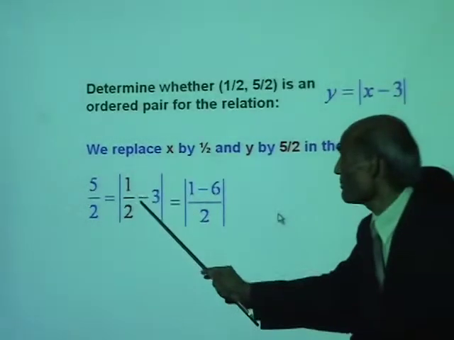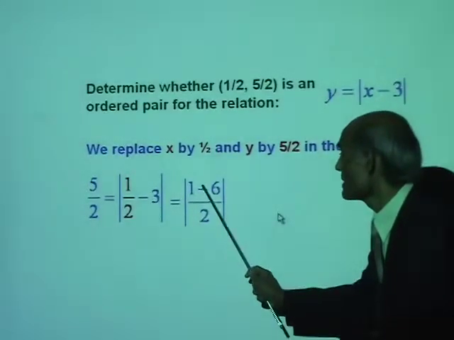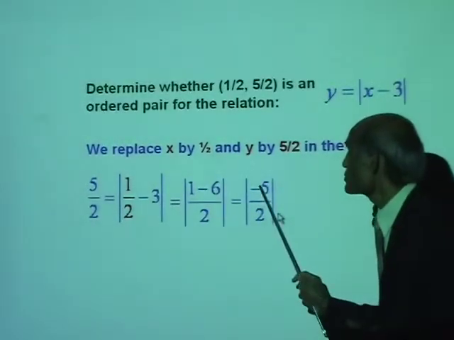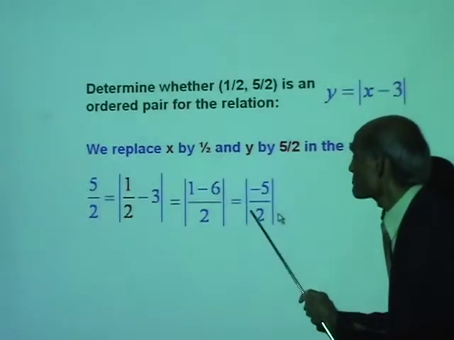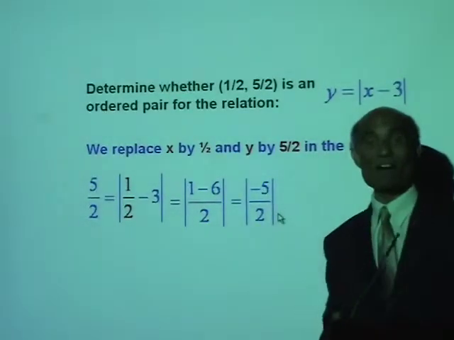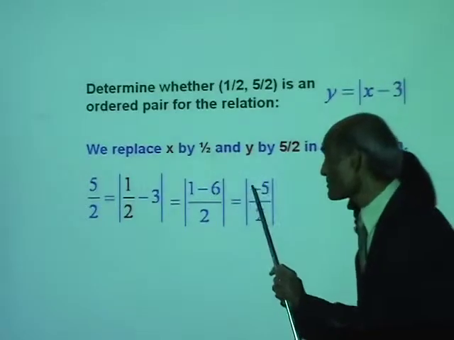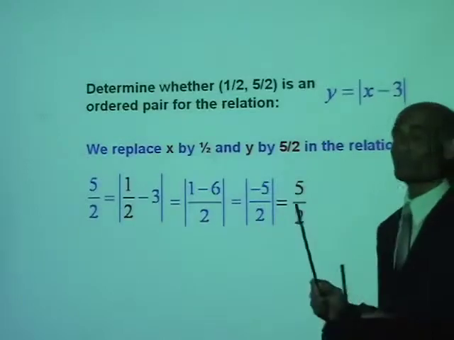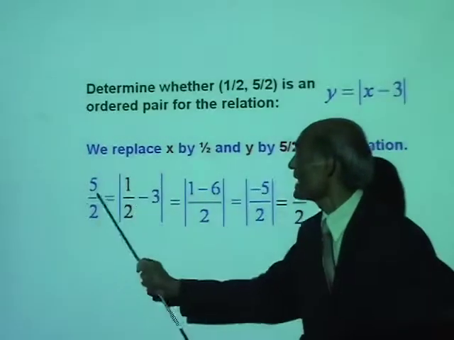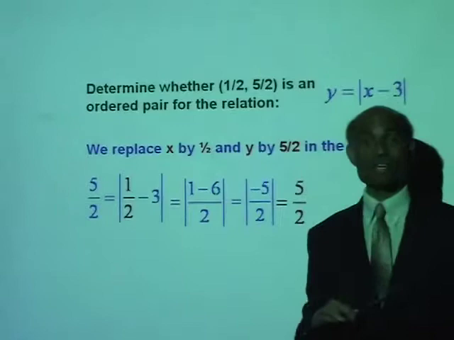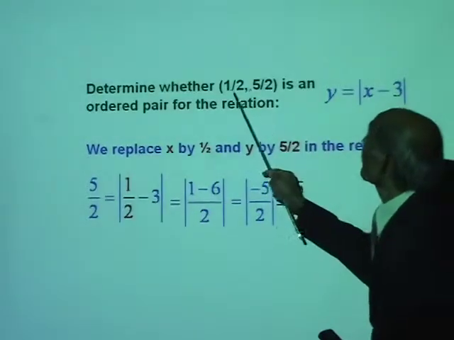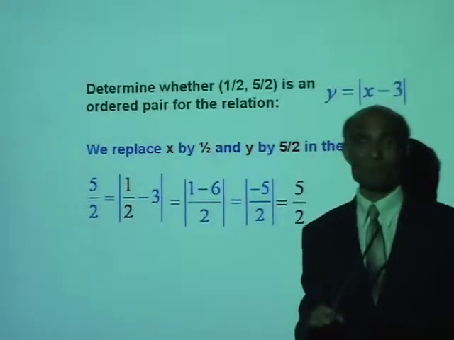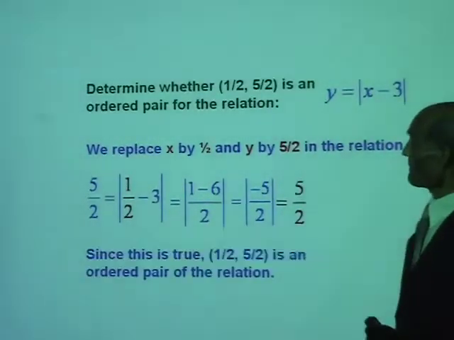So 1/2 minus 3 simplifies to (1 minus 6) divided by 2. And 1 minus 6 is negative 5. Tell me, what is absolute value of negative 5/2? Absolute value of negative 5/2 is positive 5/2. So the right hand side and the left hand side are both the same. That means this ordered pair actually belongs to this relation. Okay? Let's move on.